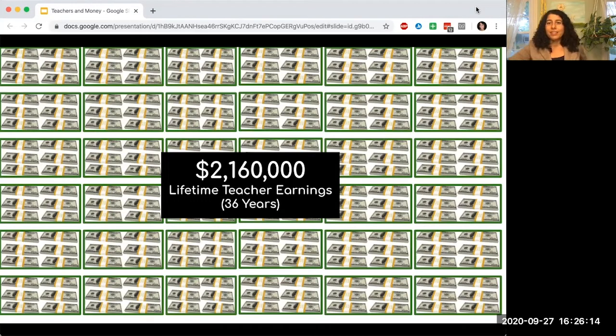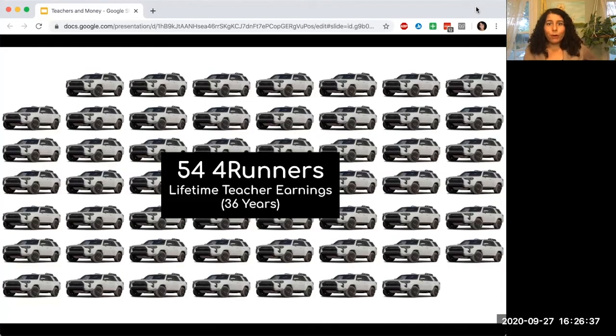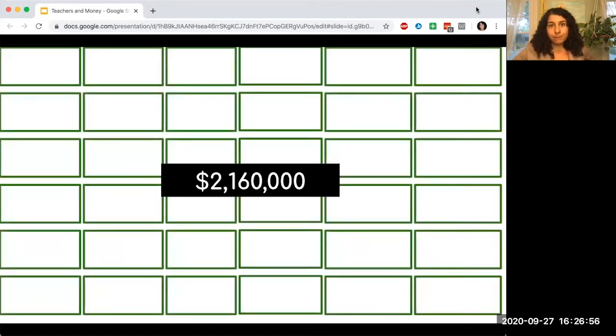Okay, so this is a representation in terms of stacks of $10,000 bills, or you can think of it as about $2 million lifetime earnings of a teacher, which is 54 4Runners. That makes sense because you can buy one and a piece of a 4Runner a year on your $60,000 a year because they only cost $40,000. So if you didn't use any of your money for lifestyle expenses and you just wanted to use it all on 4Runners, you could buy about 54 of them.